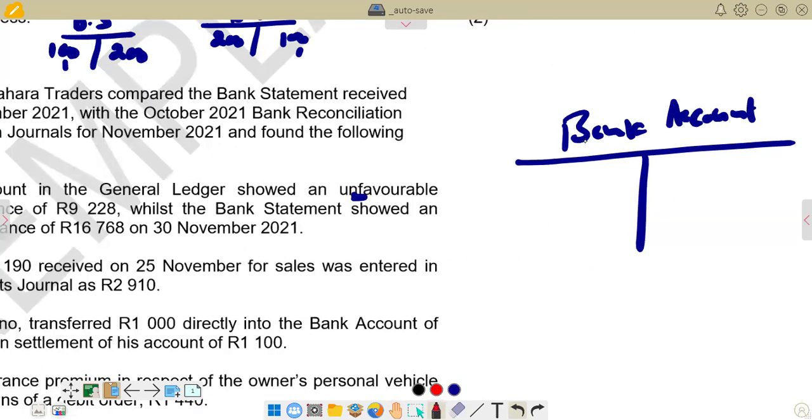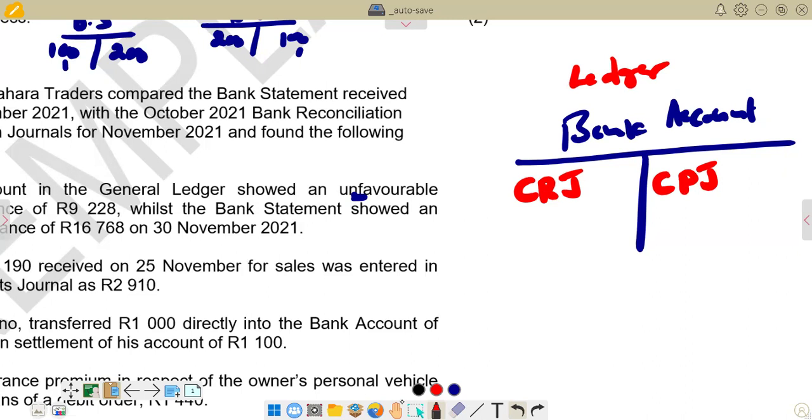So what we are saying is, in the bank account in the ledger, this is our ledger. We're going to see that all the entries in the cash receipts will now come on the debit side of our bank account in the ledger. All entries of the cash payments will now come on the credit side. So let's take note of that.